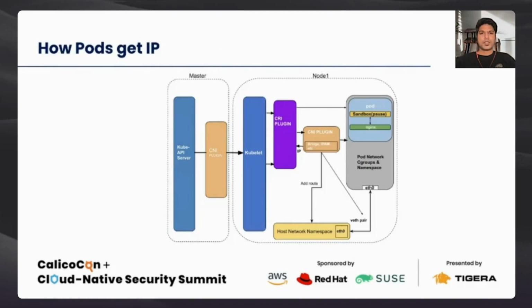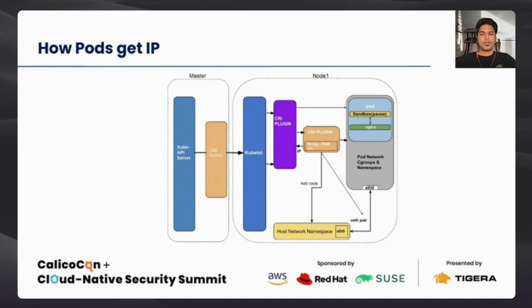How do pods get assigned an IP address? Say this is a master node and this is a worker node. Master node will have a kube API server and a CNI plugin is installed. On the worker node, there will be a host network namespace by default. Now, let's say we execute a command to create a pod, something like kubectl run nginx-pod --image=nginx. The command then calls the kubelet.